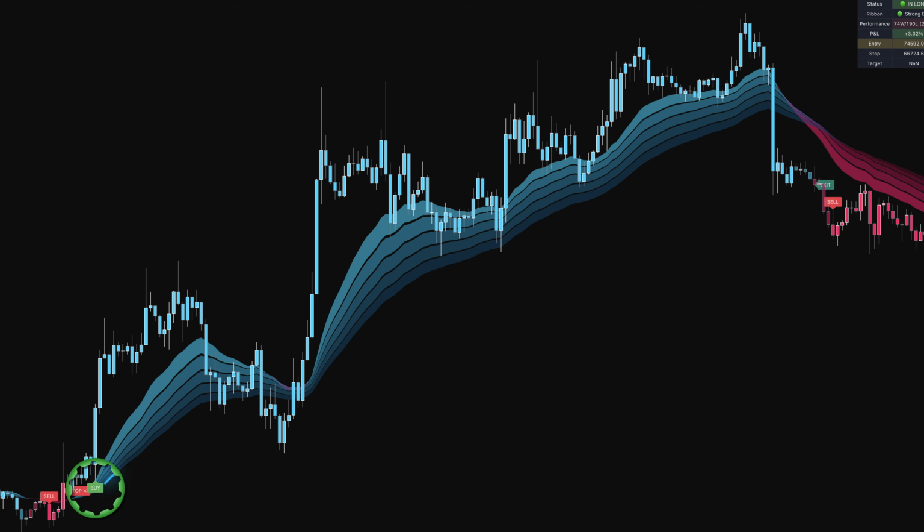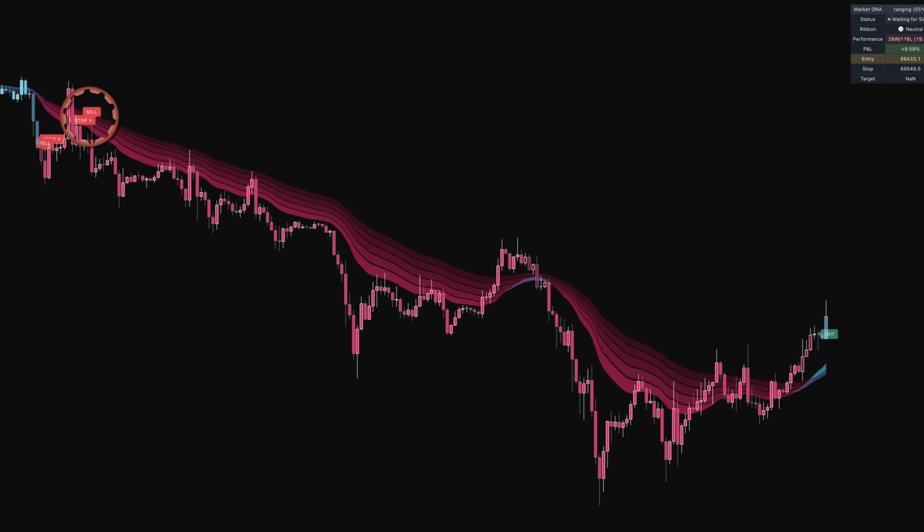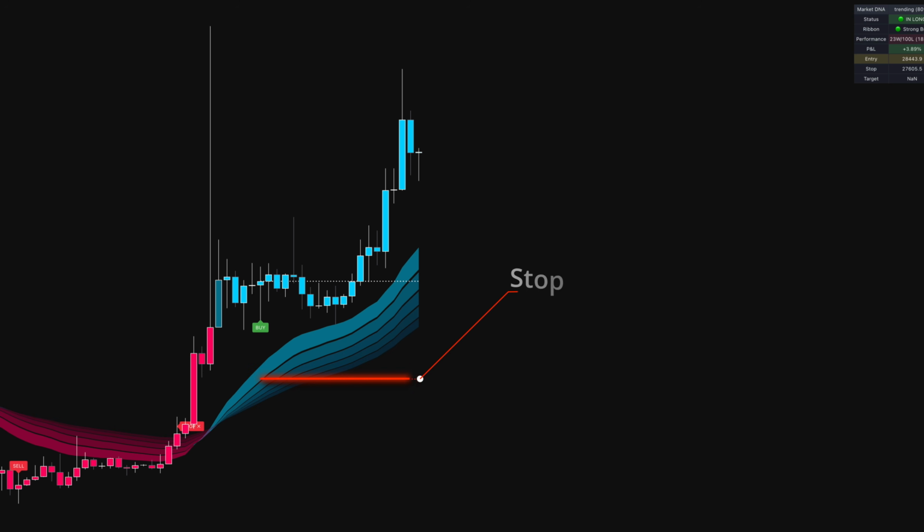Long position. You stay in while the ribbon remains bullish. When enough clouds flip bearish, the system exits automatically. Short position. Same logic, opposite direction. This lets you ride strong trends longer than fixed R targets would allow. A move that would hit 2R and close might run to 5R or 10R if the trend stays intact. You're still protected. Your stop loss is always in place.